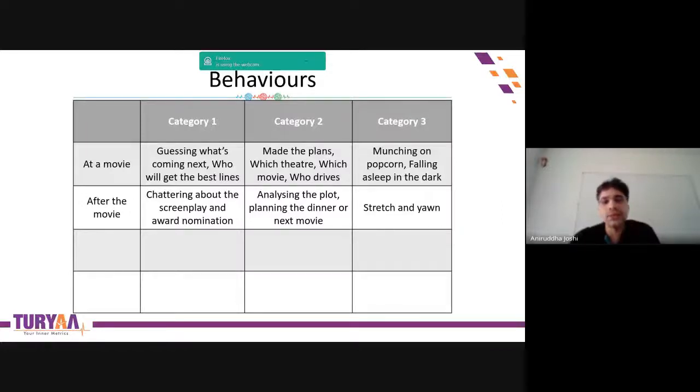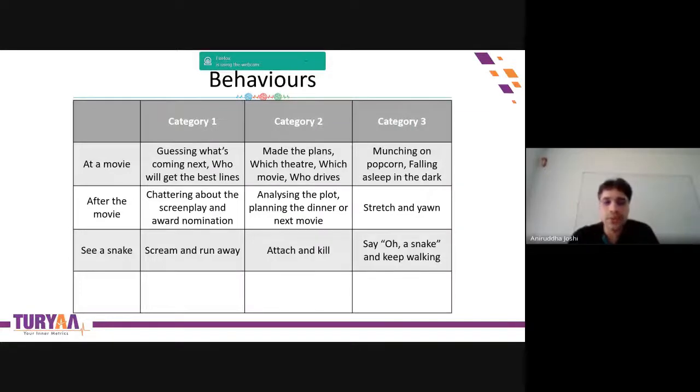If you see some accident or something like that, again the first category will scream, they will try to run away. The second category of people will try to solve the problem. They will go to the location, call an ambulance, call the police, and try to solve it. The third category might ignore it and just keep walking, something like that.